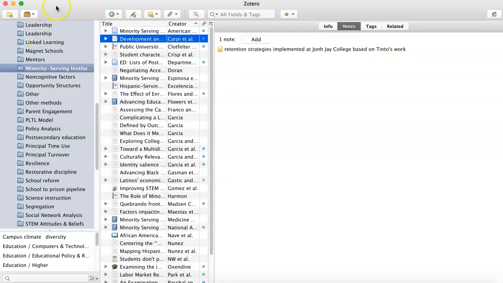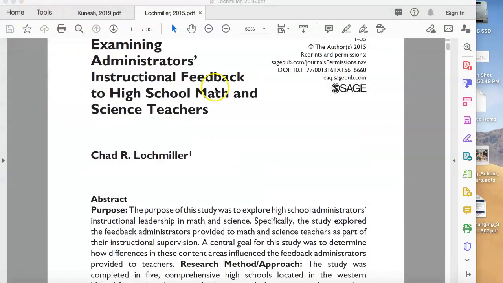I hope you will download it, explore it, install all of the add-ons. It will make your life a lot easier. You're going to start using it right away with our ongoing readings. So let's jump into an article.